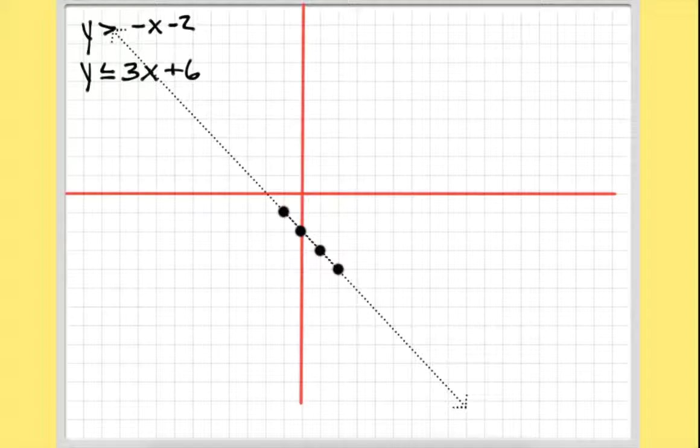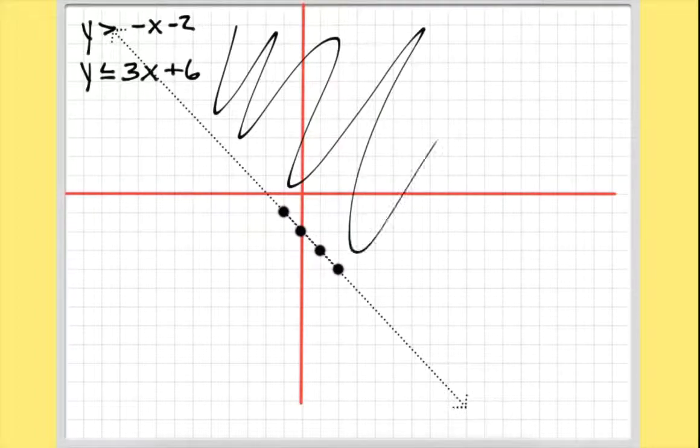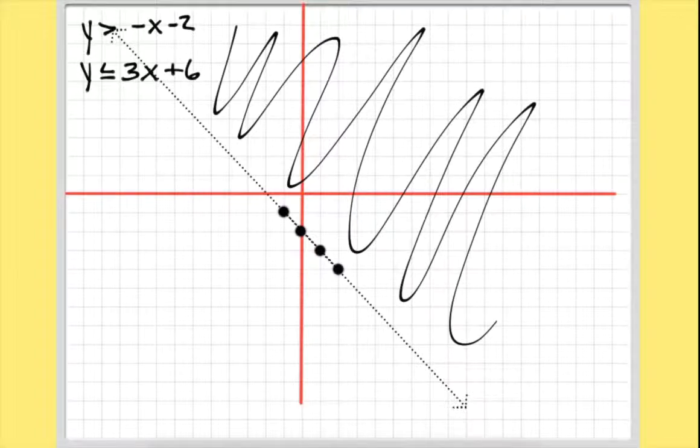The question is, which side of the graph are we supposed to highlight? Well, since it's y is greater than, we're looking for all of the y values above the line, which is this area up here. Okay, now I don't want to color it in too thickly because I've got to graph the other line too, and I want to be able to see where I'm graphing. So let's graph the second line.